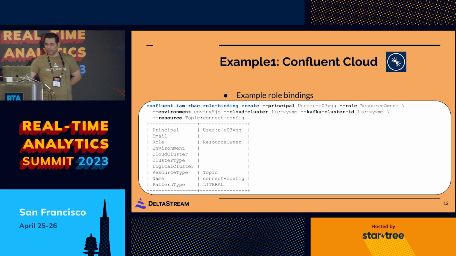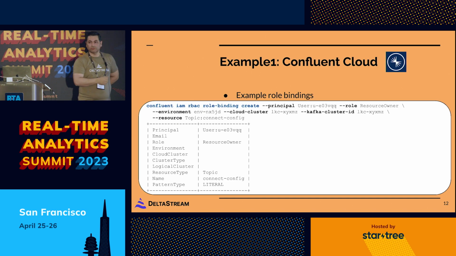Another example, as you see, is that you are binding the role of resource owner for this user. So you're making that user the resource owner for the given resource, here, as you see.